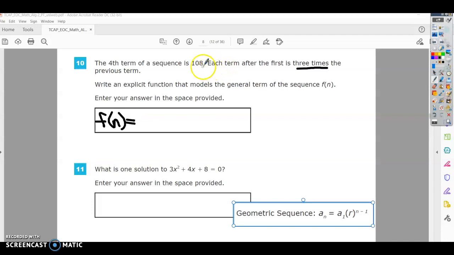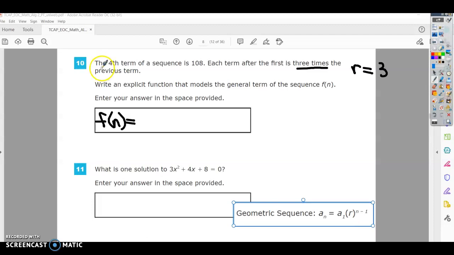All right, the second thing is I'm going to look back up here and it says each term after the first is 3 times, okay? That means r equals 3. That means we have a geometric sequence. If it's adding or subtracting, it's a common difference and it would be arithmetic, but we know we have a geometric. So go to your formula sheet. Here is the formula for a geometric sequence. And now we're going to use the information that we have to write a function for this.